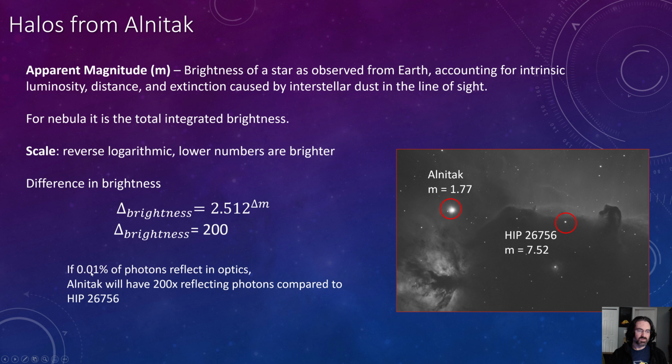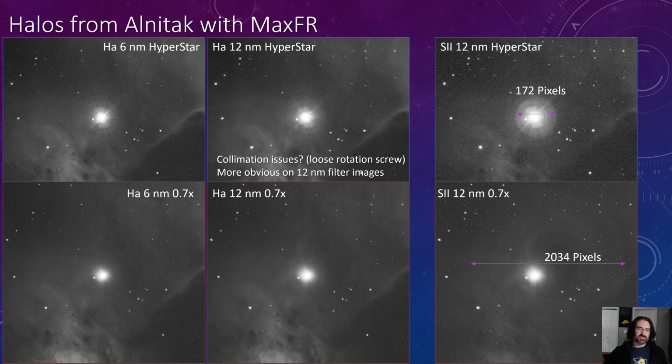Even if only 0.01% of the photons reflected inside the optics off of Alnitak, that's still going to be 200 times the number of reflecting photons compared to all of the other stars. So we're going to be seeing it from this bright star that's many orders of magnitude brighter than most other objects in this image. So let's go do a detailed analysis of what we were seeing for Alnitak.